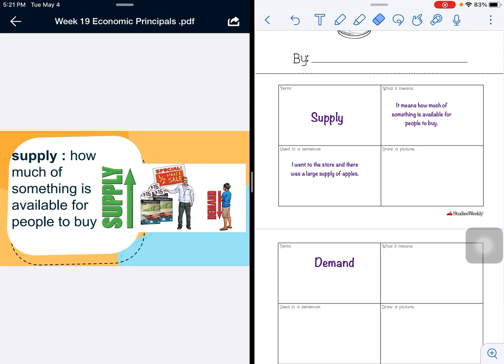So look at my sentence that I have here. In this box, we are using it in a sentence. So I have the word supply here. I went to the store and there was a large supply of apples. Think to yourself, does that mean there were many apples? There were a lot of them? Or were there not a lot of apples? In this sentence, that means there's a lot of apples. There are many apples. It is a large supply of apples.